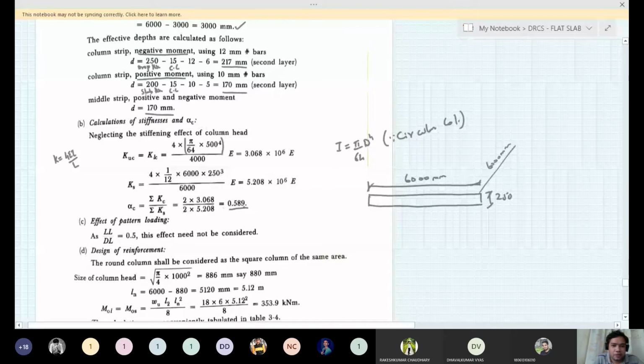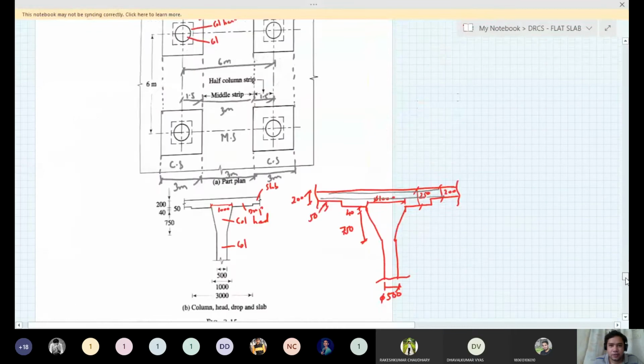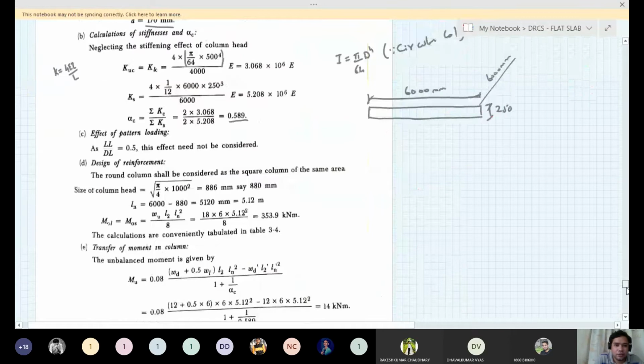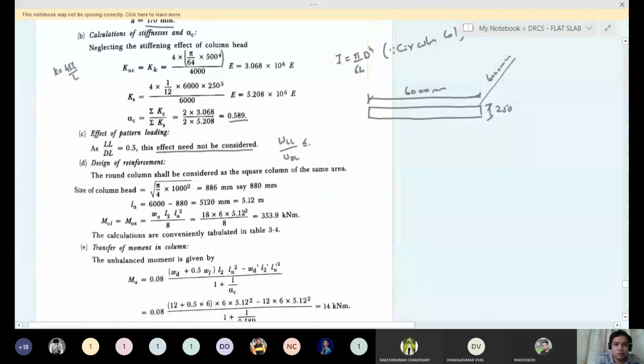Now the effect of the pattern loading, that is live load to dead load ratio, in our case is 0.5. We have seen this here, this ratio is 0.5. So the effect of pattern loading is not to be considered, because live load to dead load ratio is less than or equal to 0.5.